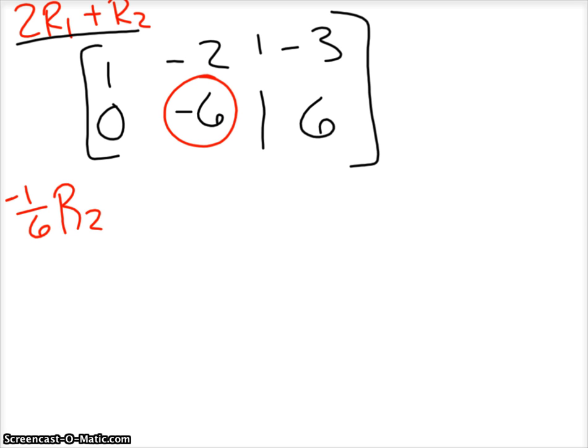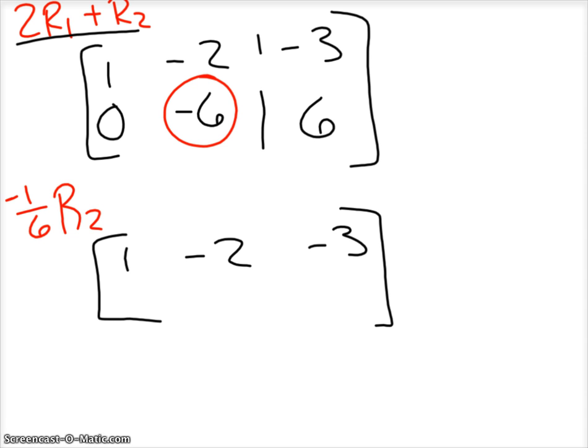So our new matrix, the top row is going to stay the exact same with 1, -2, and -3. Our bottom row now, after we multiply through by -1/6, -1/6 times 0 is going to be 0 still. -1/6 times -6 is a +1. And -1/6 times 6 is a -1.